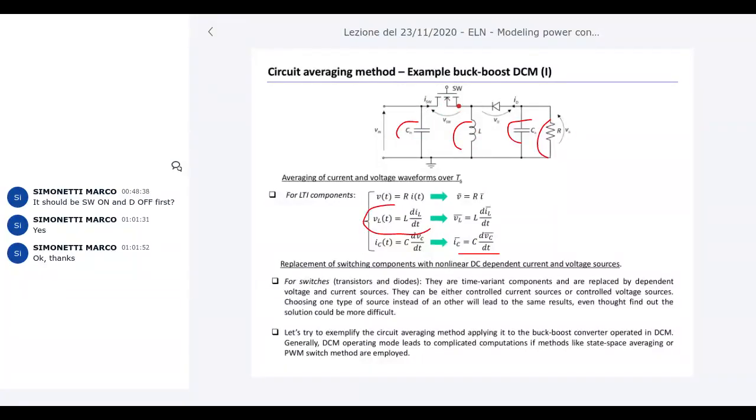The only variable structure issues are due to the switches. So, as I said before, I have to replace the switches with their average current or voltages. We have to replace the switches by, I don't know, voltage source or current source.